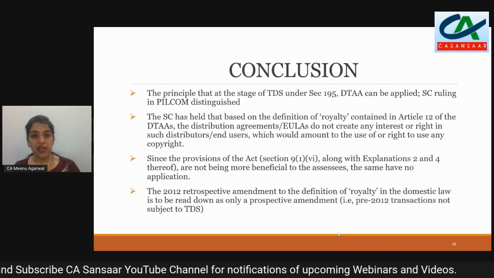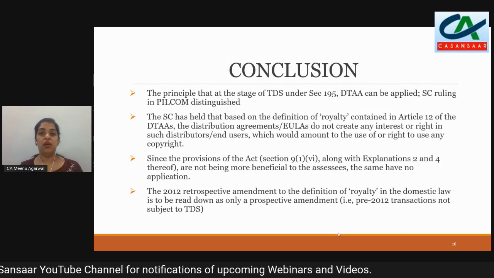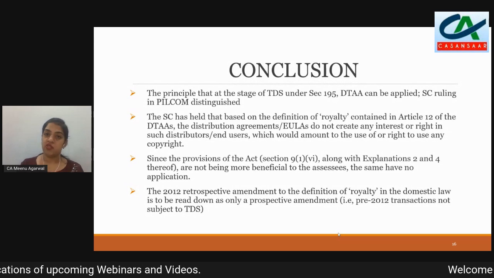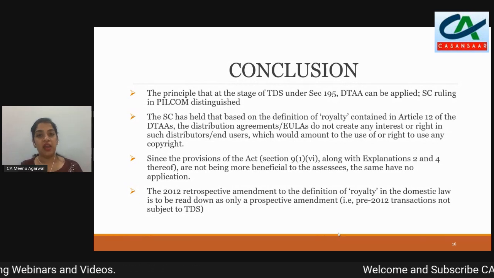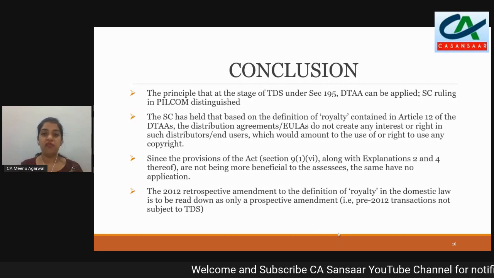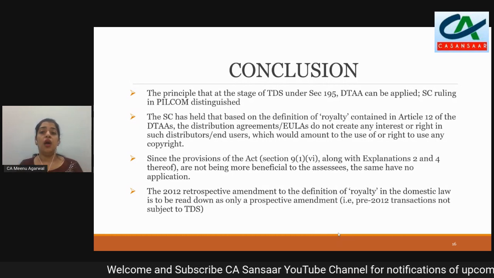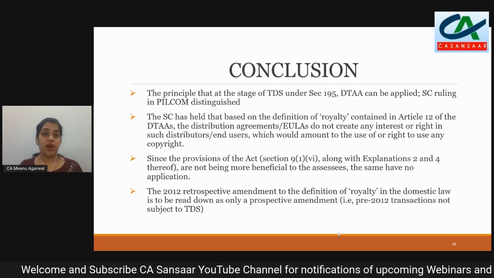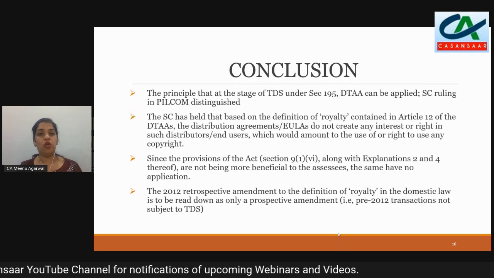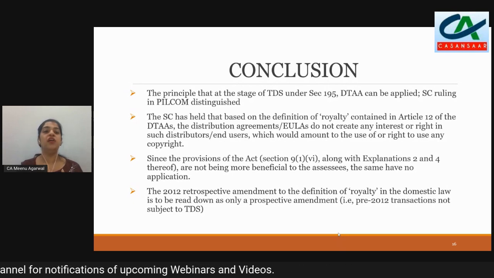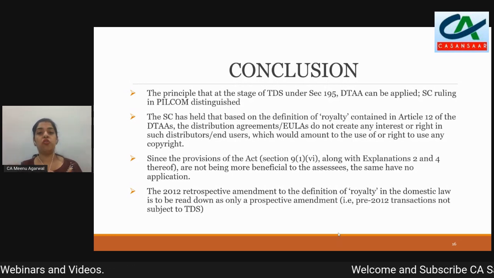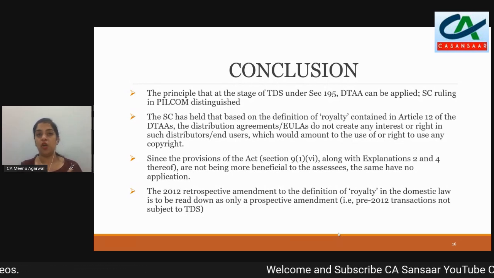So with all these bases of judgment, it can be concluded that the PILCOM case is not applicable. DTAA can be applied at the stage of deducting tax under section 195. The terms of the end user license agreement or distribution agreement do not create any interest or right in such distributors or end users which amounts to use of any right of copyright.